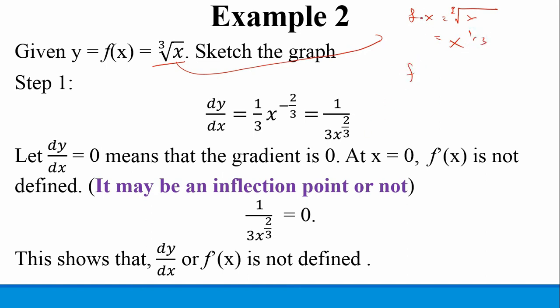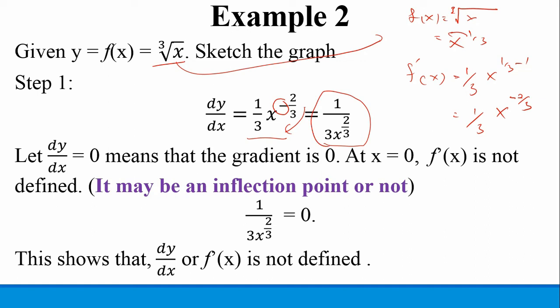If you want to differentiate f(x), it becomes f prime x. Of course, 1 over 3 moves to the front, this becomes 1 over 3 x to the power of 1 over 3 minus 1, and you get 1 over 3 x to the power of negative 2 over 3. This is how you get this one. Since it's a negative, you can move it downward, so it looks like this.